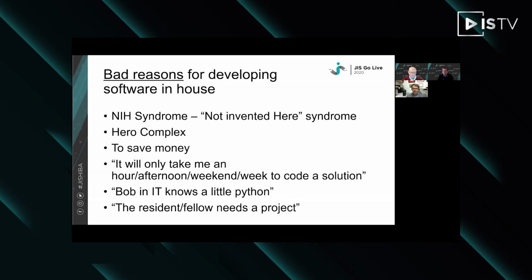So here are a few bad reasons. These are not good reasons to decide to develop software in-house to solve your problems. I'll be talking about a few of these. First, NIH syndrome, not National Institutes of Health in the United States, but not invented here syndrome. The hero complex. To save money. And this notion, which is a planning fallacy, of it will only take me an hour or an afternoon or a weekend or a week to code a solution.